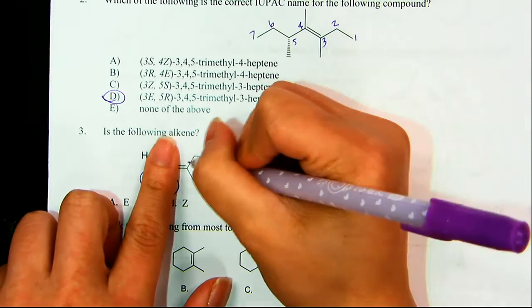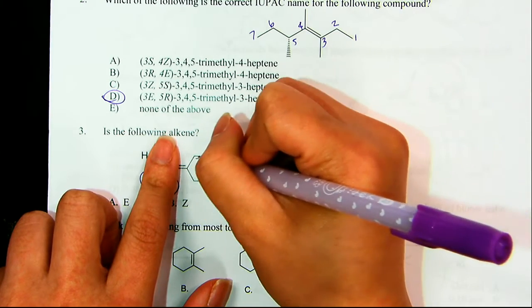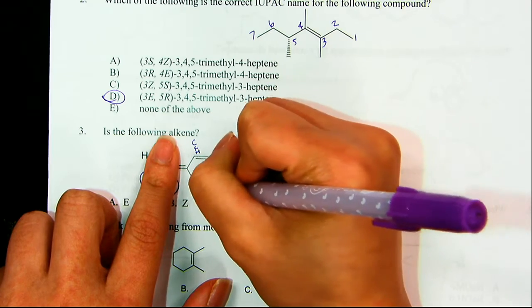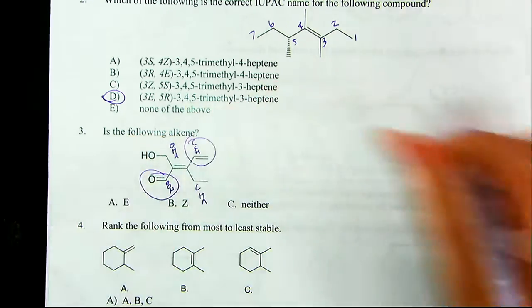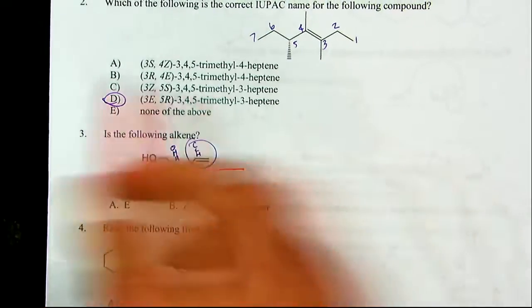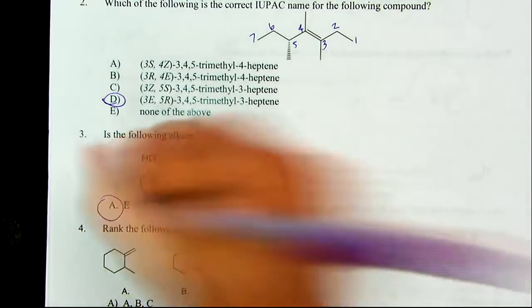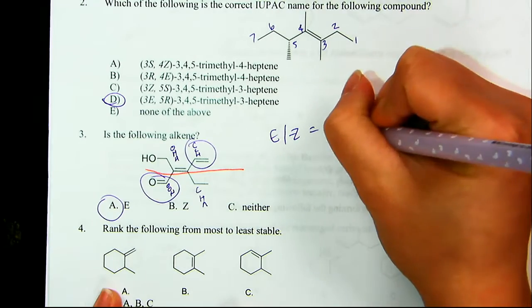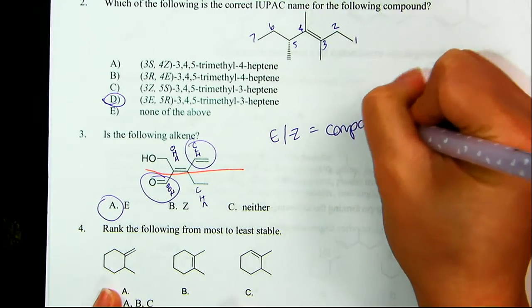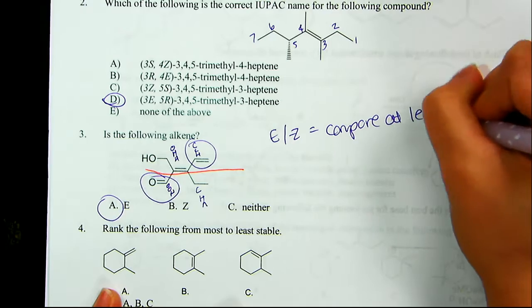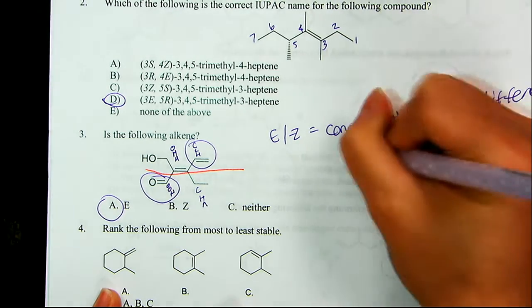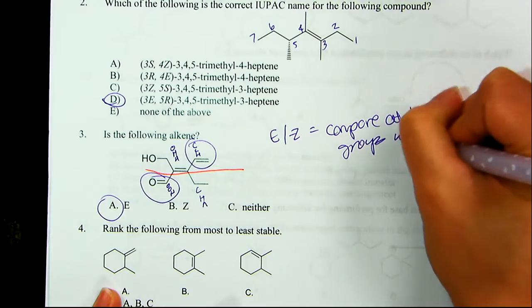Let's look at the other carbon. Here we've got carbon, carbon, hydrogen. This is attached to carbon, hydrogen, hydrogen, so this has a higher priority. If you draw a line between the two, they're on the opposite side, so it's E. So when you do E or Z, you want to use it to compare at least three different groups.